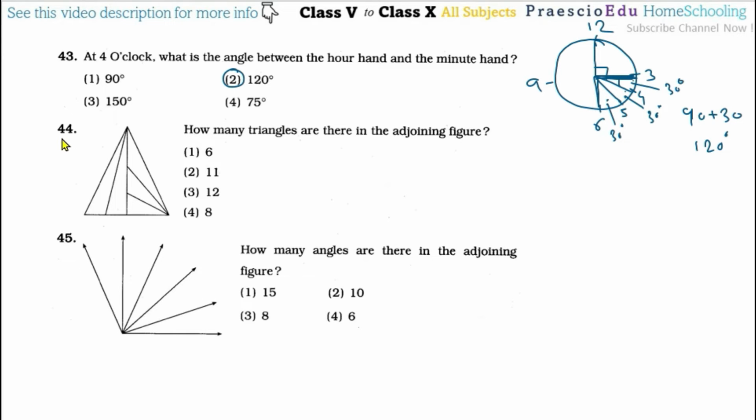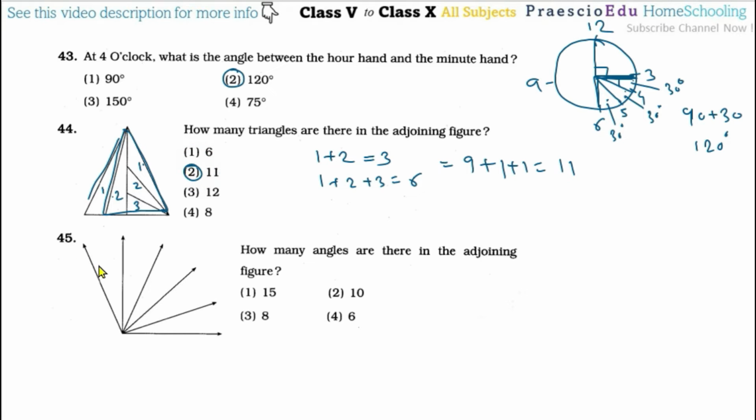Then question number 44: how many triangles are there in the adjoining figure? So this 1, 2, then 1, 2 and 3. So 1 plus 2 equals 3, then 1 plus 2 plus 3, that is 6. So 3 plus 6, that is 9, up to 9 here. Then including this one, one triangle is formed, so plus 1. Then including all this, one more triangle, so plus 1, so that is 11. So for question number 44, 11 means option number 2 is correct.